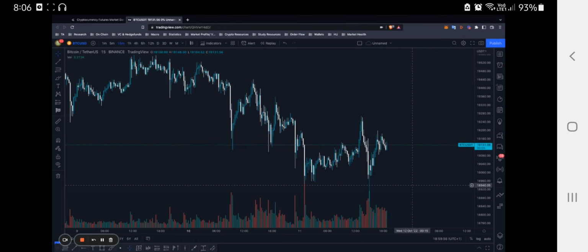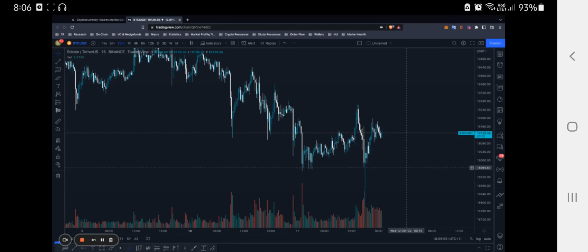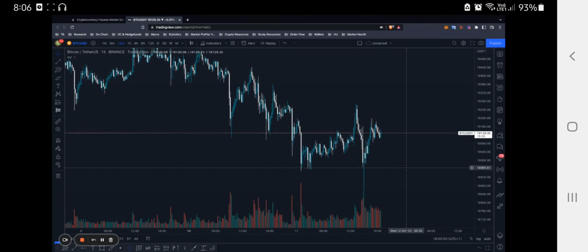So with that being said, I'm going to cover 6 types of indicator here, which will be volume, RSI, moving averages, VWAP, some type of bands. I'm going to talk about Bollinger Bands and VWAP bands, and then also Fibonacci retracement.